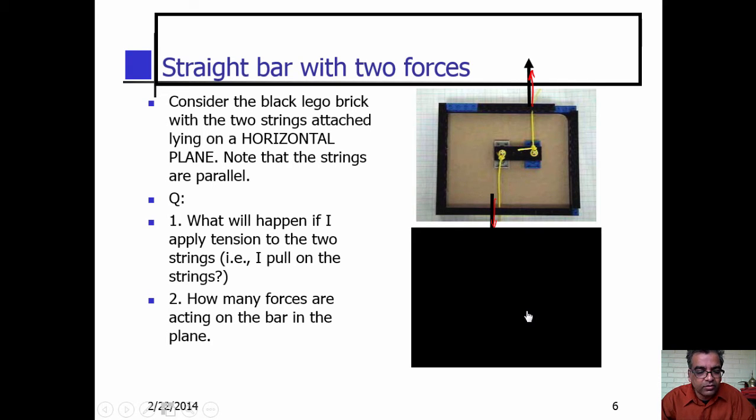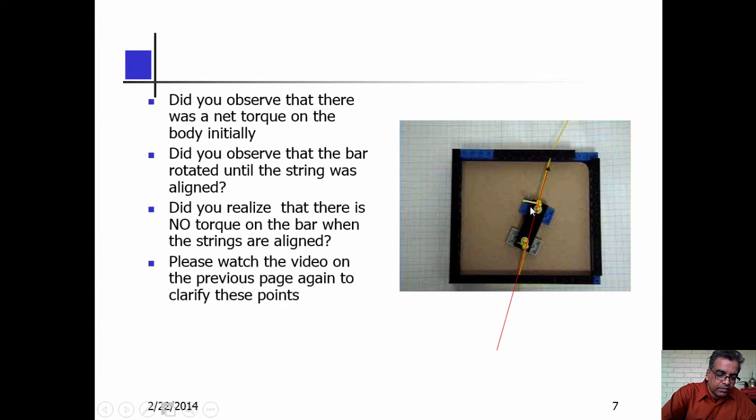You can see that they align themselves. That's the big deal. And this is a two-force body because there's a force applied here and then there's a force applied there. You can see the line, and the idea is that when I started out, there was a net torque on the body. So the body rotated until the net torque went to 0, and when there was no torque, the strings were aligned and they were aligned along the line connecting the 2 points where the forces were acting. If you're not sure about this, go back, look at the video and come back.